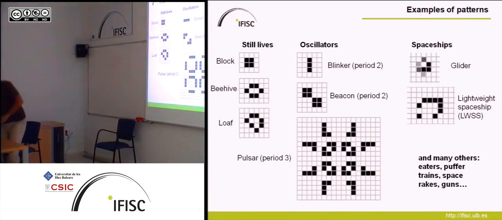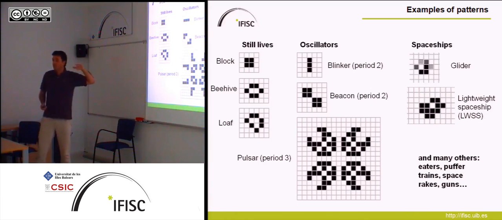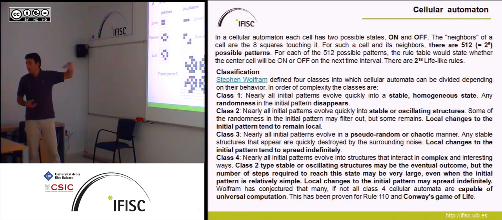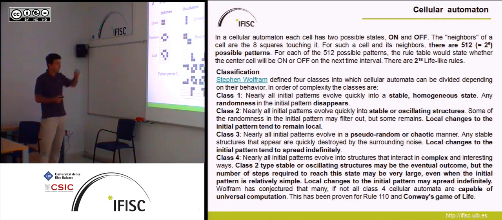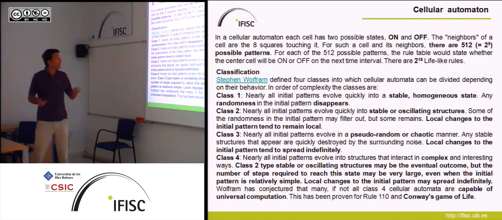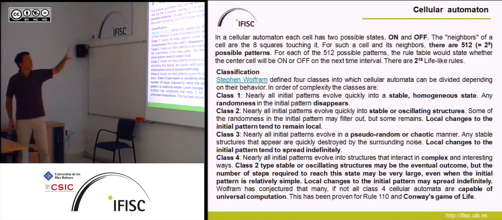So we have all these things, okay? Emerging. And this is an example of things emerging out of simple rules. And this is related to your question. The game of life is a cellular automaton, okay?